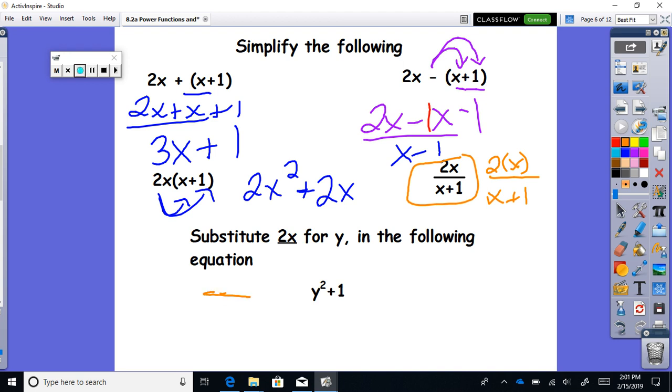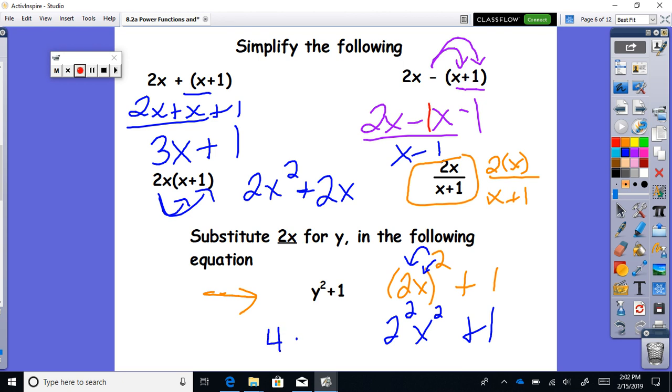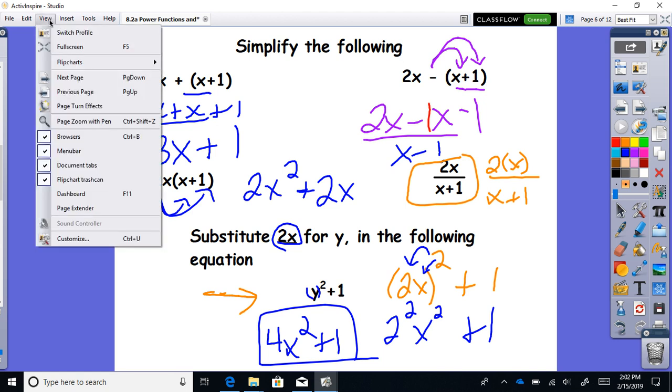Okay, here we have a power function. We have a quadratic. It has a square is the power. It says to substitute 2x in for y. So we replace the y with the 2x. Now we have a product to a power, so it's going to be 2 squared, then x squared. So you're going to end up with 4x squared plus 1. There. So remember, when you substitute, you replace the variable with this expression. Then remember to distribute the exponent to everything.